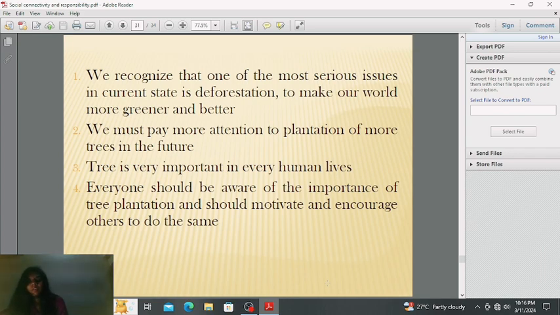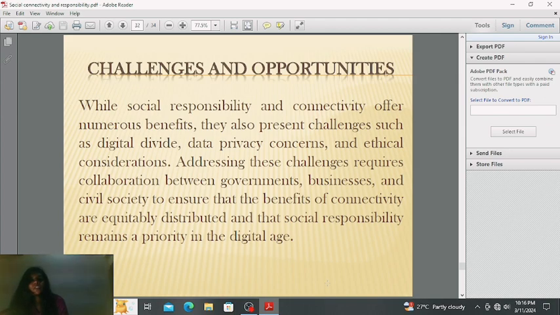Everyone should know or be aware of the importance of tree plantation, and should motivate and encourage each other to do the same. There are some challenges and opportunities on the way for each and everything in our life. So here are some of the challenges and opportunities which we face in this social responsibility and connectivity, which has numerous benefits, but also has challenges as well as benefits. Like each and everything has its own disadvantage and advantage.